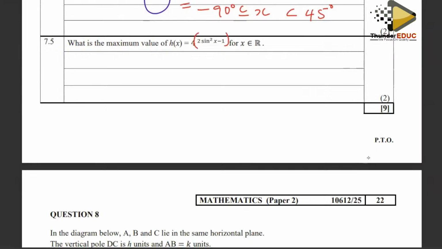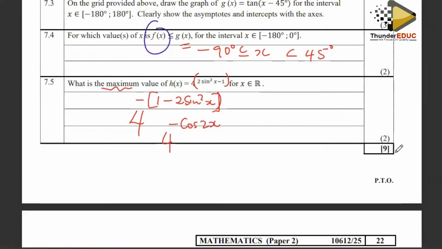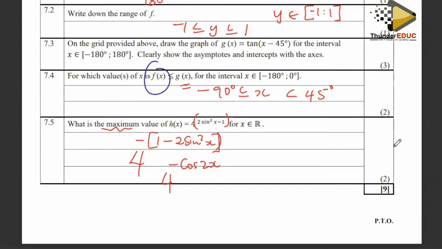So the trick is just on the exponent. If I rewrite this exponent, or if I take out the negative sign, I'll have 1 minus 2 sine squared of x. And 1 minus 2 sine squared is the same as cos 2x. So negative cos 2x. So what is the maximum of the cos 2x? That is what the question is asking for.